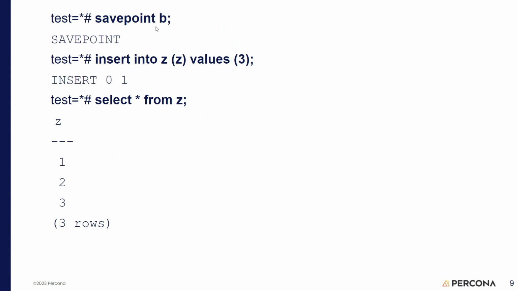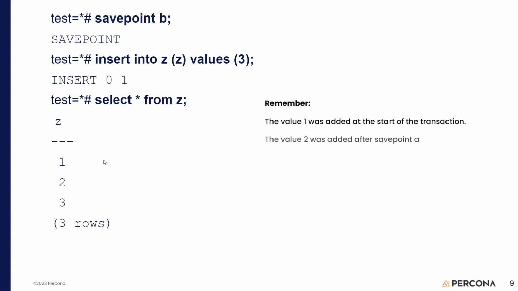Okay, now we have a second save point. We're going to call that B. And we're going to insert a third value into our table. And when we do that, we can see that we have 1, 2, 3. Start of the transaction, save point A, save point B. Now, remember, value 1 was added at the start, 2 is added after save point A, and value 3 is added after save point B.